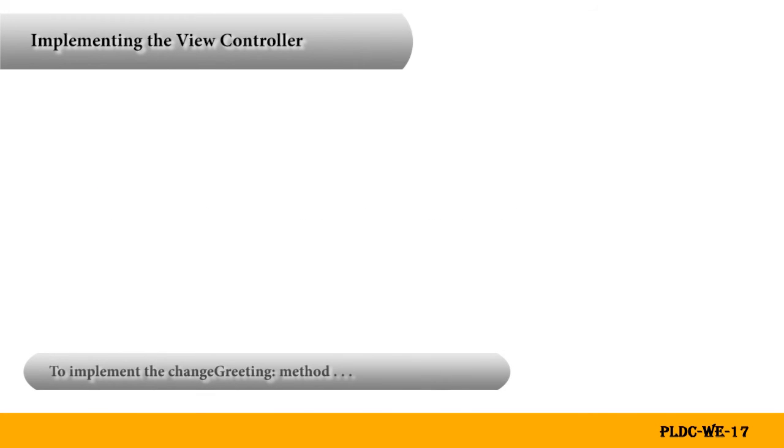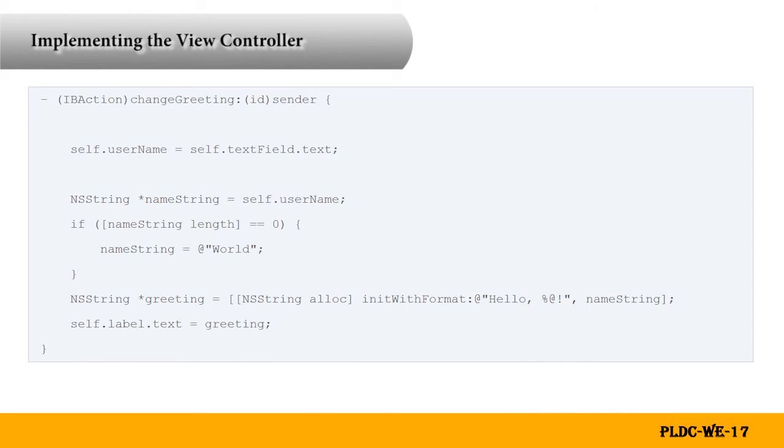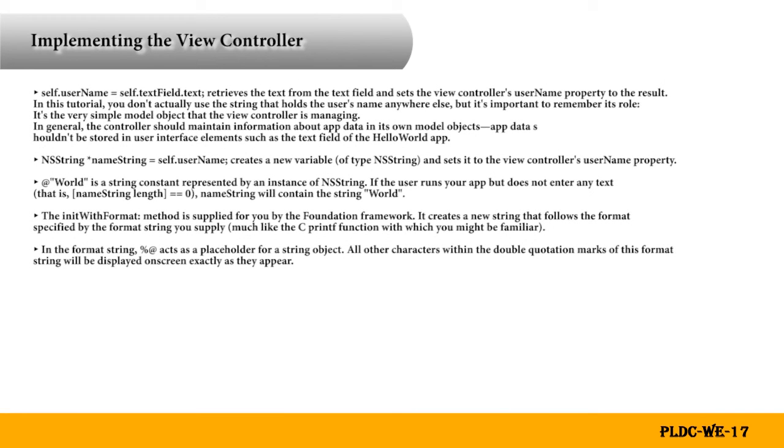To implement the change greeting method, if necessary, select Hello World View Controller M in the project navigator. You might have to scroll to the end of the file to see the change greeting stub implementation that Xcode added for you. Complete the stub implementation of the change greeting method by adding the following code. There are several interesting things to note in the change greeting method.